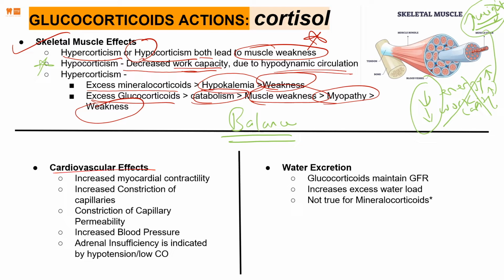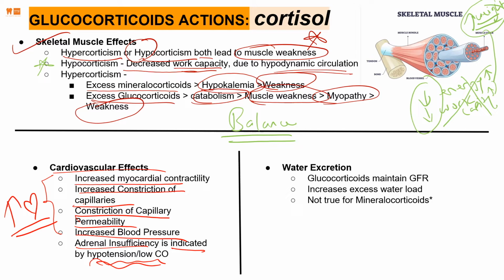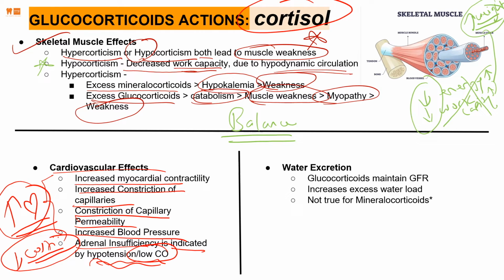Cardiovascular effects. Increased myocardial contractility, constriction of capillaries, decreased capillary permeability, increase in blood pressure. Okay, so cortisol increases heart activity. Basic. Adrenal insufficiency is indicated by hypotension or low cardiac output. Simple. Adrenal means the gland that produces cortisol, and insufficiency means reduced cortisol. If cortisol increases heart activity, then adrenal insufficiency reduces cardiac output and causes something known as hypotension.